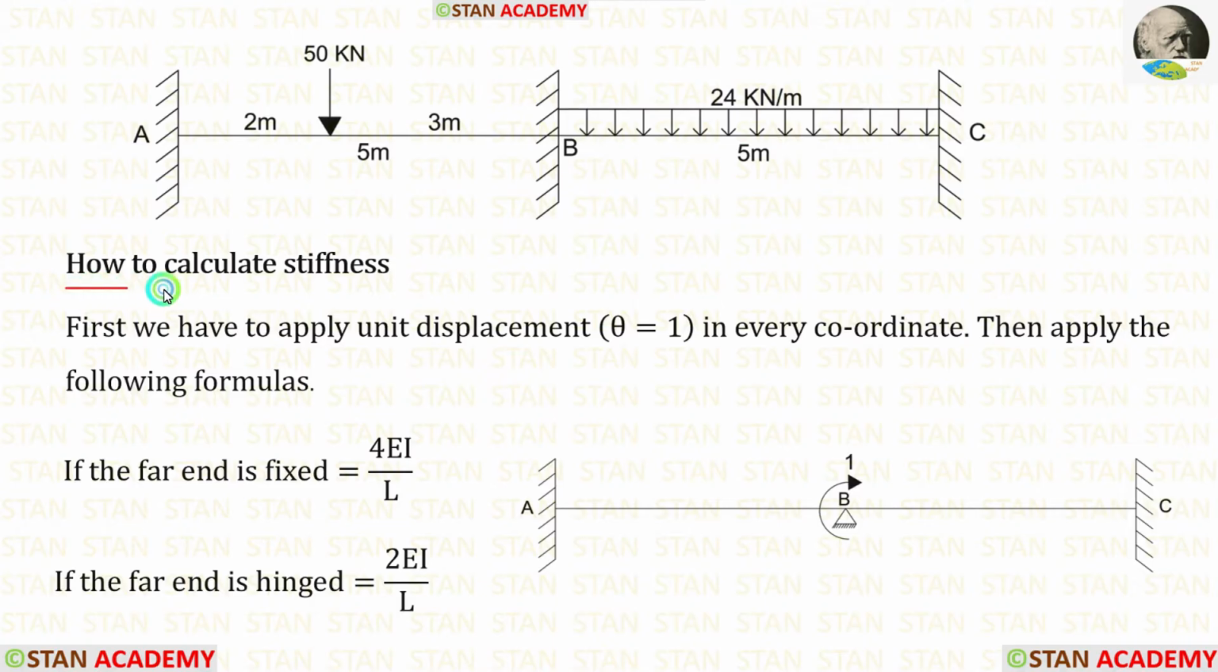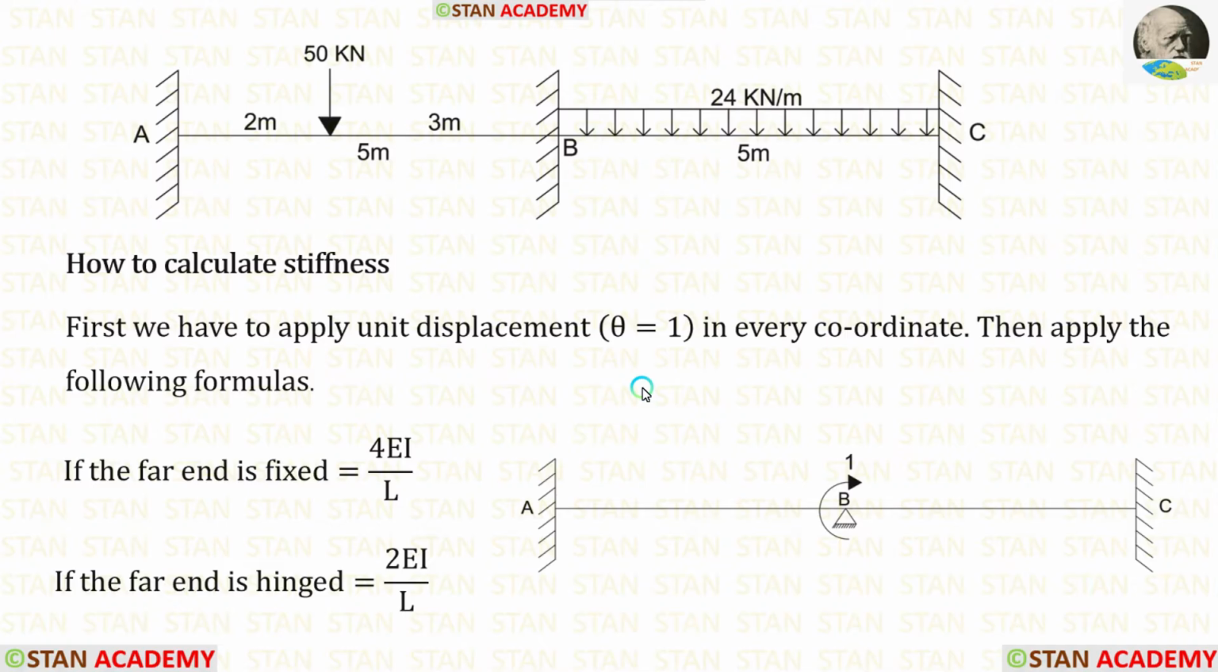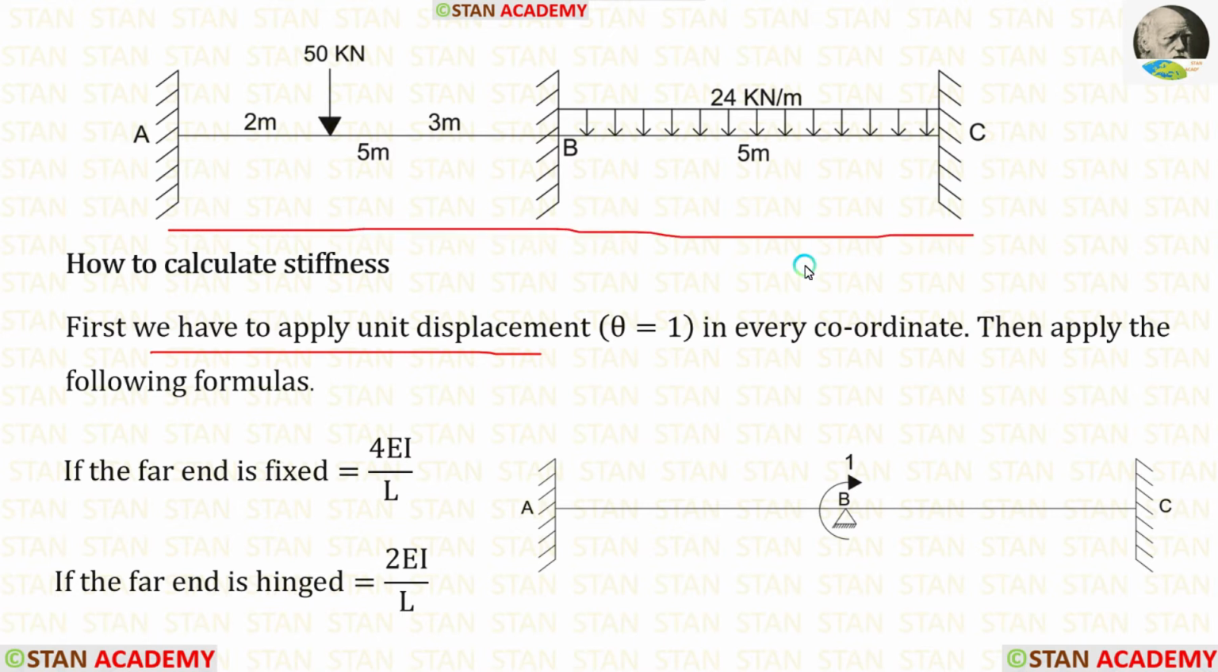Now let's see how to calculate stiffness. To calculate stiffness, first we have to apply unit displacement in every coordinate. In this analysis, we are having only one coordinate. Here we have to apply the unit displacement. Then we have to use the formulas. If the far end is fixed, the formula is 4EI upon L. If the far end is hinged, the formula is 2EI upon L. We have to be very careful. We have to apply the unit displacement in the restrained structure, not in the given beam.